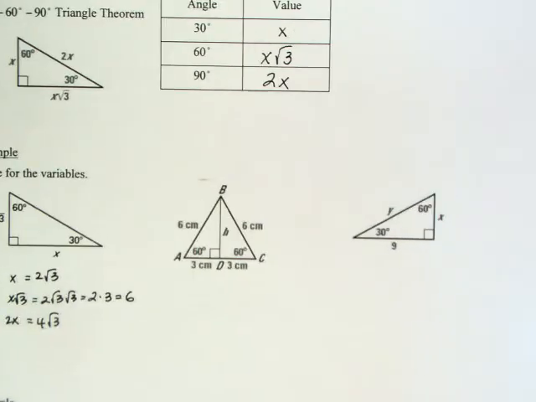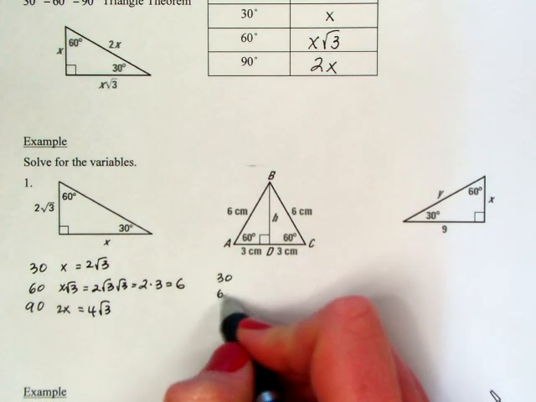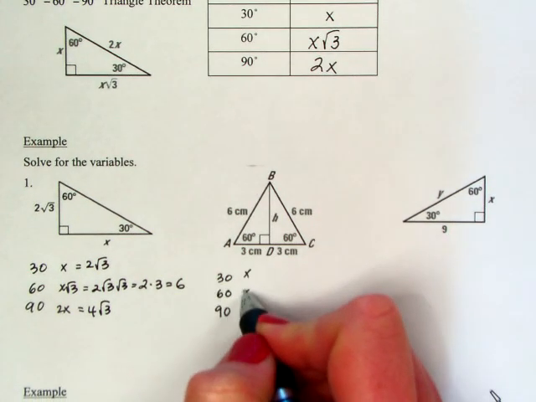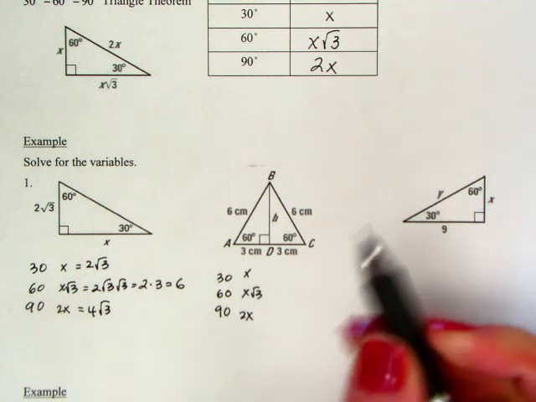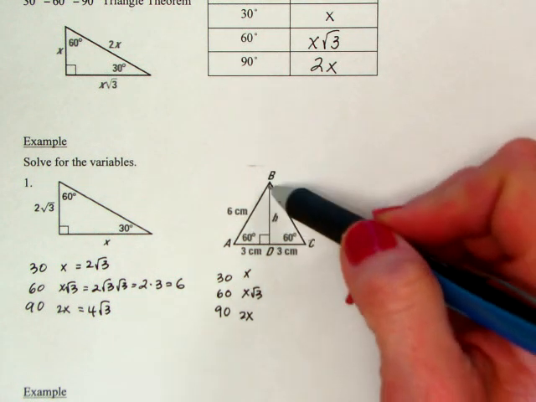Next one, we have another 30, 60, 90. x, x square roots of 3, 2x. And I'm just going to look at one half of the triangle. I don't need to look at both of them. They're the same thing. So I'll just look at this one right here.